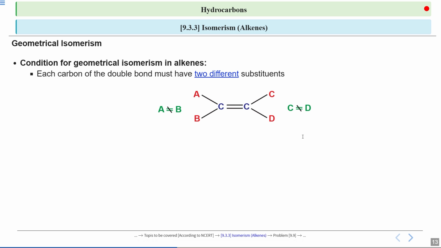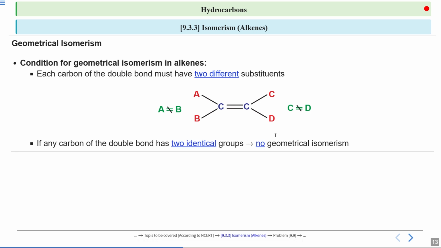The image shows a double bond where each carbon atom has two different groups attached. This arrangement allows for the existence of geometrical isomerism, which can be visualized as different spatial arrangements of the same molecule. So, if you are considering the first carbon on the left-hand side, the two groups attached are A and B. Now, they cannot be the same. And similarly, C and D also cannot be the same. Then, and only then, can the given alkene show geometrical isomerism.